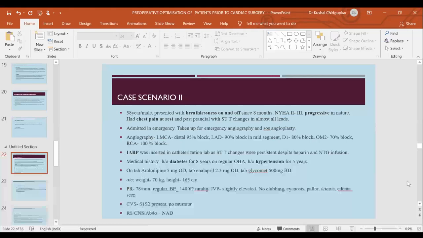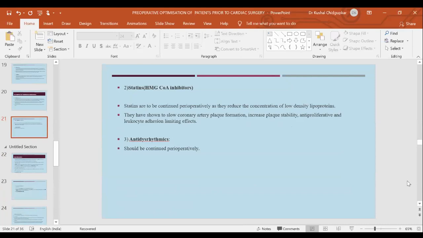So, can you summarize case scenario number one? Just try to assess the risk. Okay. Yes, sir. So, this patient was a 68-year-old male who was posted for elective CABG with comorbidities of hypertension and diabetes with exercise tolerance, NYHA grade 2. No. Just define what are the risk factors in this patient. Can you highlight the risk factors?